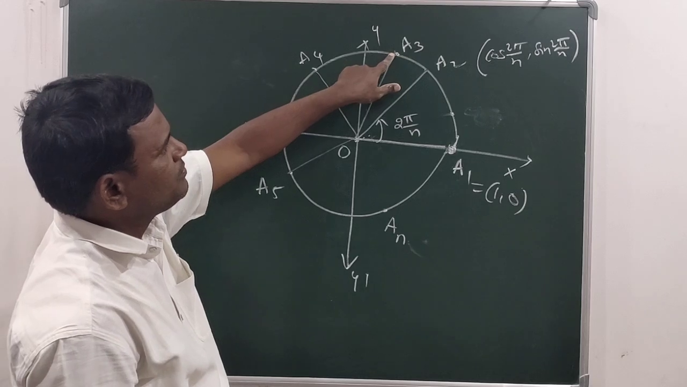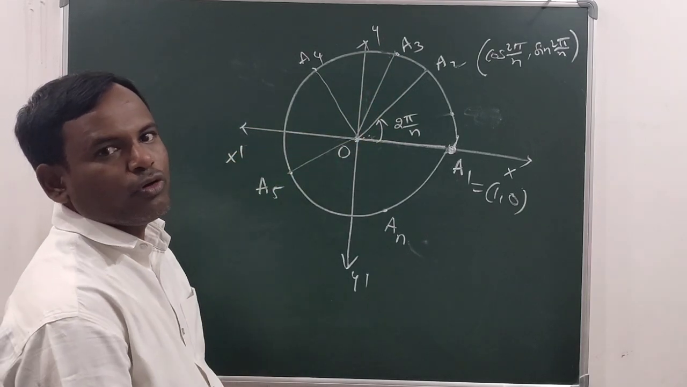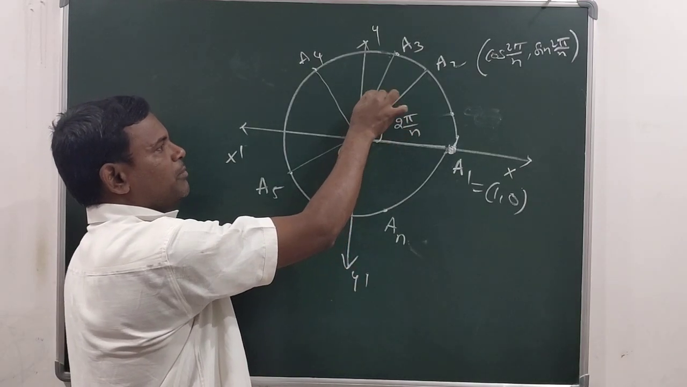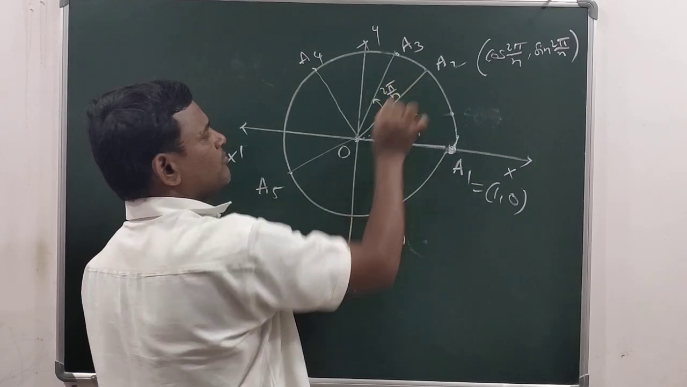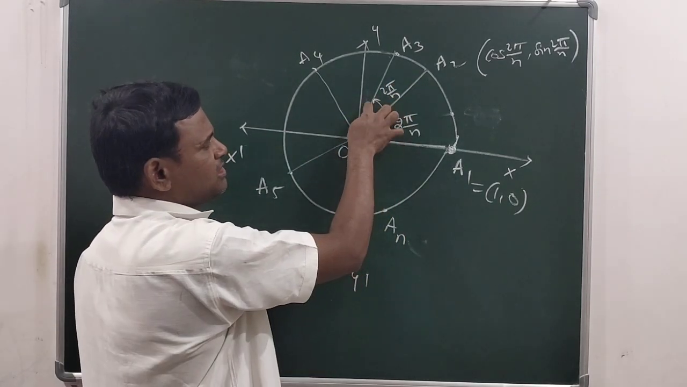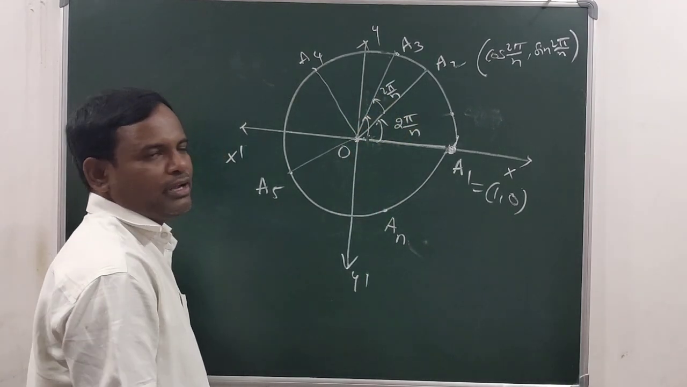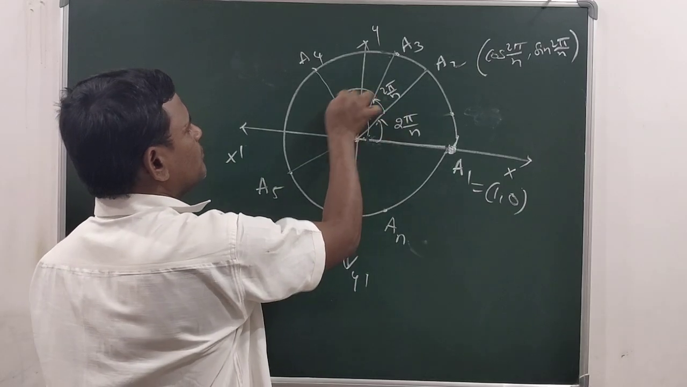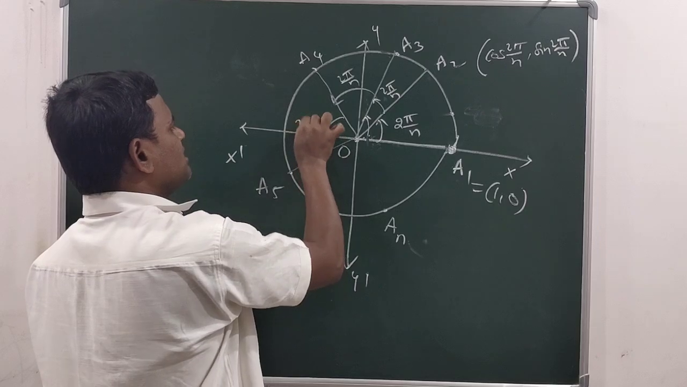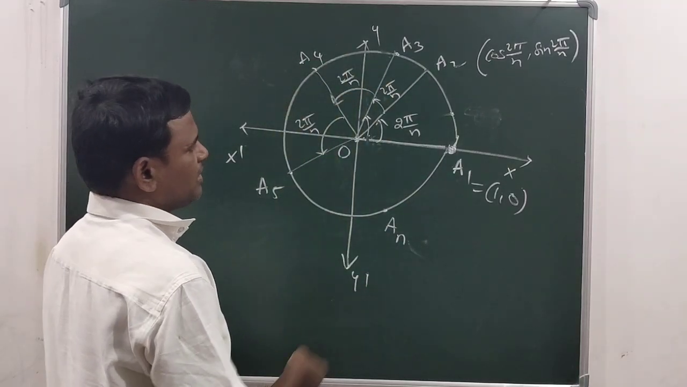For this, how much do you get as the principal argument? 4 pi by n. But the difference is the same. From here to here is 2 pi by n only, but from the origin direction to here is 4 pi by n. If you want the gap, you have to take the difference of these two, so you will get 2 pi by n only. So here also it maintains 2 pi by n. So this also maintains equidistance on the circumference of the circle, and so on.